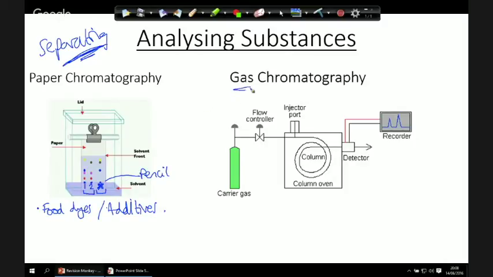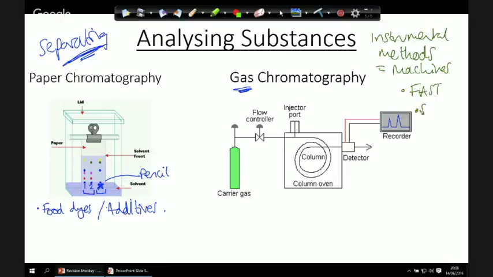On the other hand, you can use gas chromatography. Now this is a machine, but unfortunately in the exam they didn't use the word machine. They try and complicate things by using the word instrumental methods. I basically want you to think about these as machines. There are 3 advantages of using instrumental methods over other methods: they are fast, they are sensitive, which means you only need a small amount of the substance, and they are accurate.